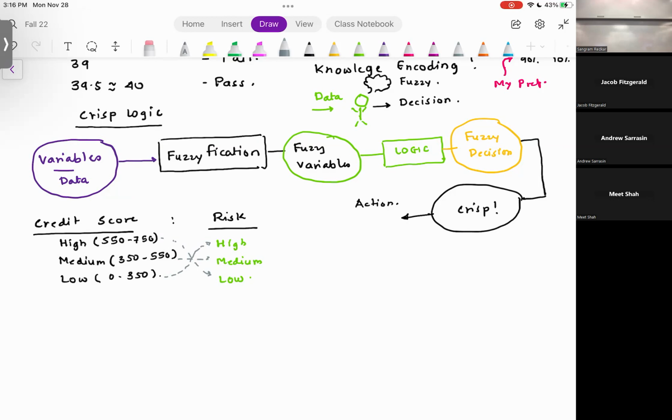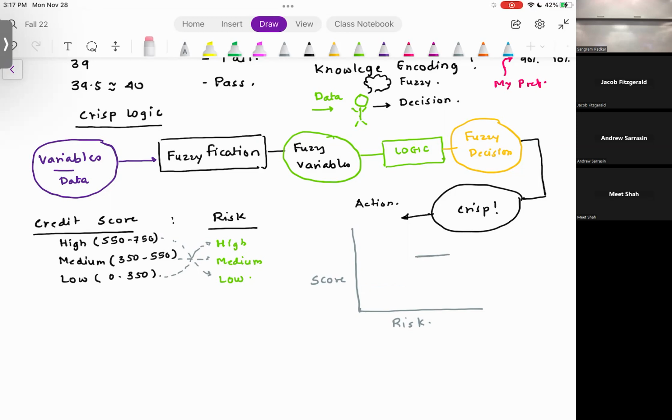Now here is the question. So if I were to plot something like this, now this is where the fuzzy logic shines. If I say credit score, and if I say risk, what that means is if I have a high credit score, then my risk is low. If I have a medium credit score, then my risk, no, actually I made it opposite.